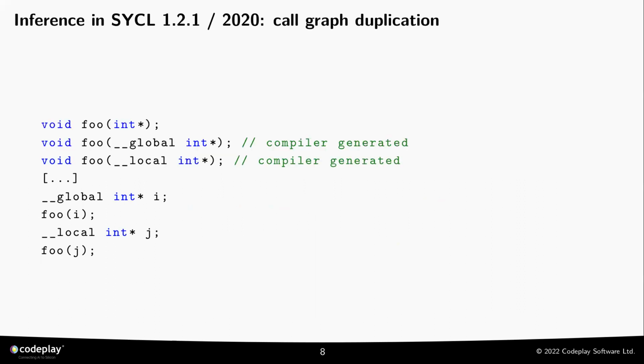So here we duplicate the function foo to generate two variants, one that takes a pointer to global and one that takes a pointer to local. And we'll update the body of the functions during the duplication. Once we have created that, we redirect the calls to the appropriate overload of foo, and that's the duplication process.